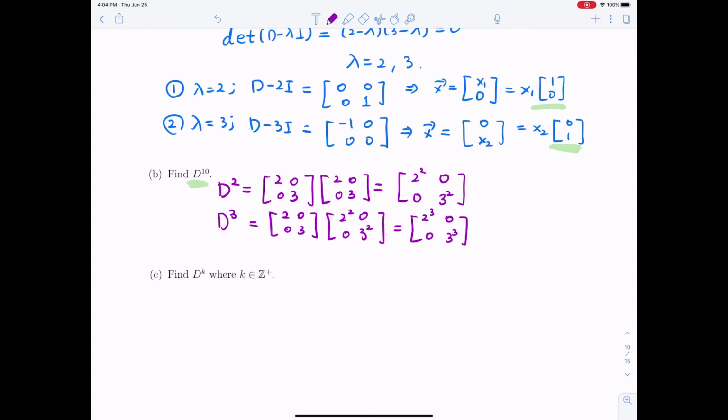So if you see the pattern, we have D to the 10 equals 2 to the 10, 0, 0, and 3 to the 10. So basically, the power of the diagonal matrix is simply the power of each entry. So D to the k equals 2 to the k, 0, 0, and 3 to the k.